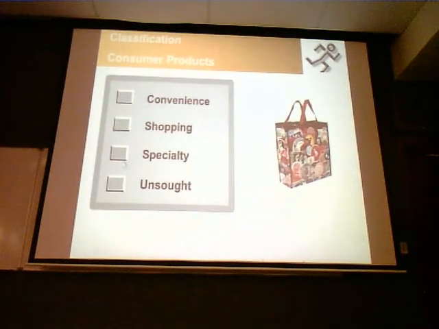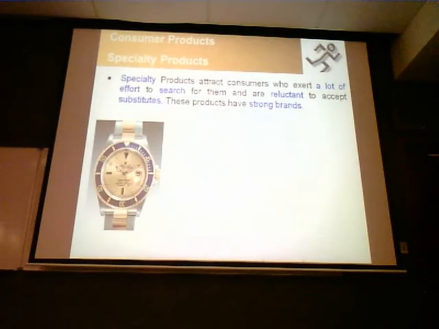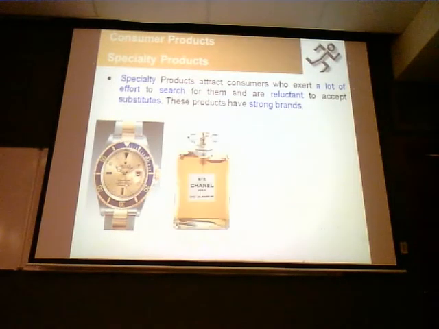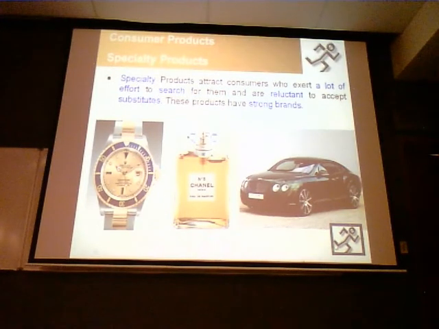Next type of products are specialty products. These products have very strong brands, and you might spend quite a bit of effort to look for one of these specialty products, or you might have done a bit of research with your peer group and found out what the best thing is to buy. So a typical specialty product would be a wristwatch like a Rolex, perfumes, luxury goods, and cars too. Cars you'd spend quite a bit of time doing research and purchasing. So that's what we call specialty products.